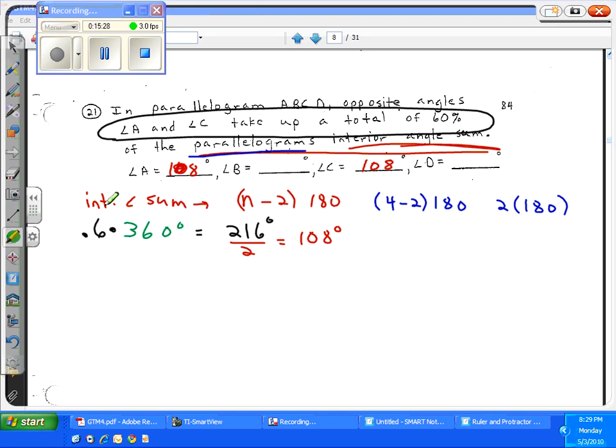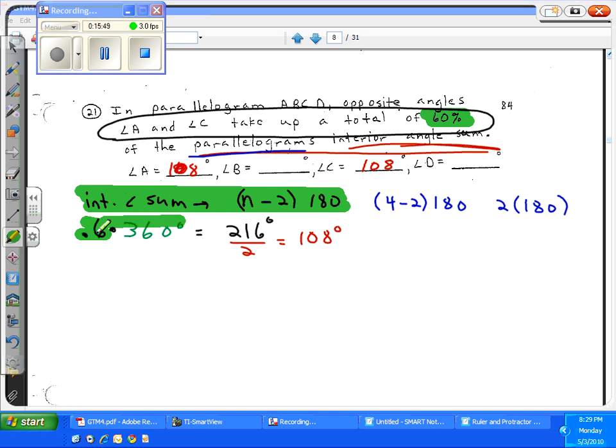So we needed to recall the interior angle sum of a convex polygon formula, n minus 2 times 180. And how to find a percentage. You take your percentage as a decimal times the whole, and you get the part. In the Algebra 1 textbook, on page 62, we talk about part is equal to percent times whole, part equal percent times whole. Okay?